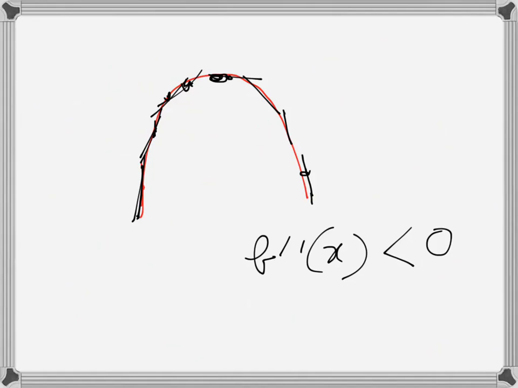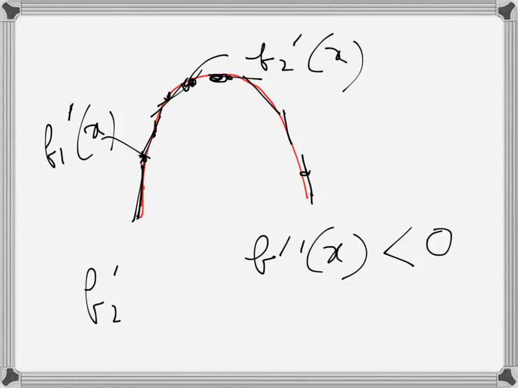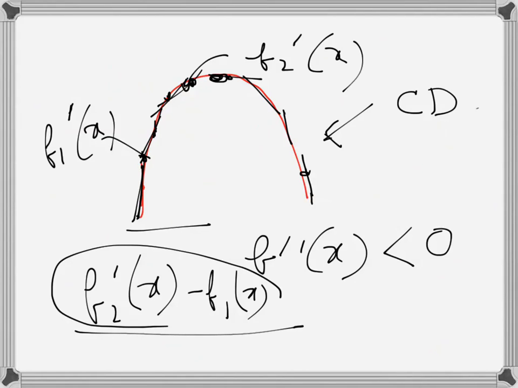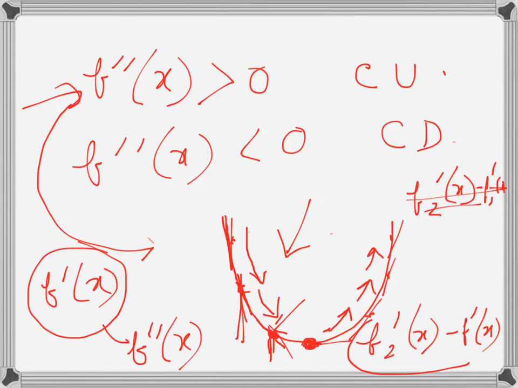If we say the gradient here is f2 dot x and here is f1 dot x, and we do this calculation for any two points where f2 is the point of higher x value, it will always be negative for the concave down curve. So this is why we can find the concavity of a curve in any portion from looking at these two natures.